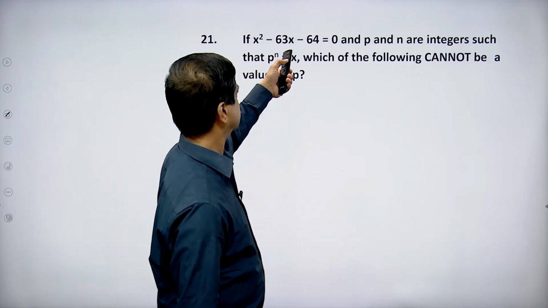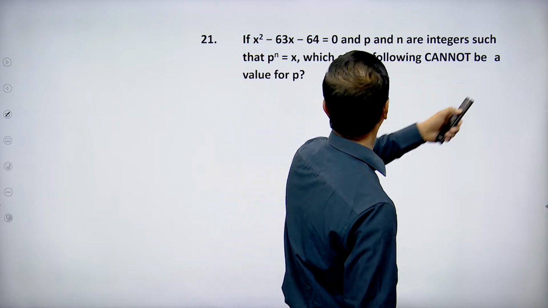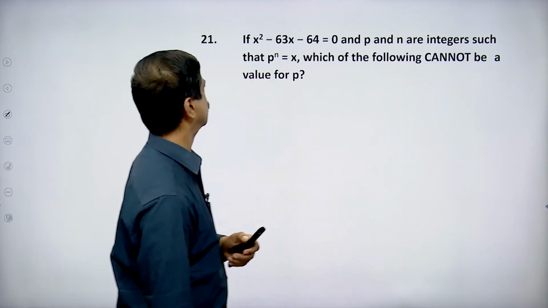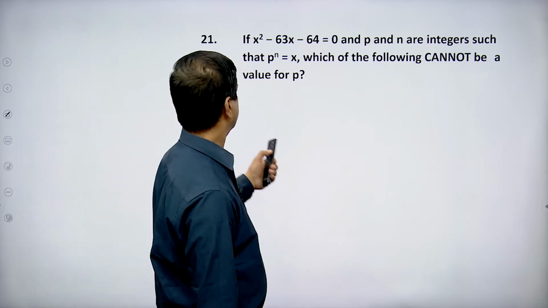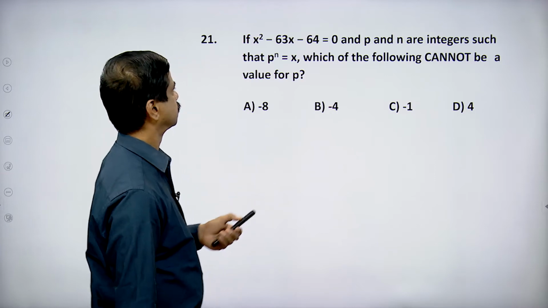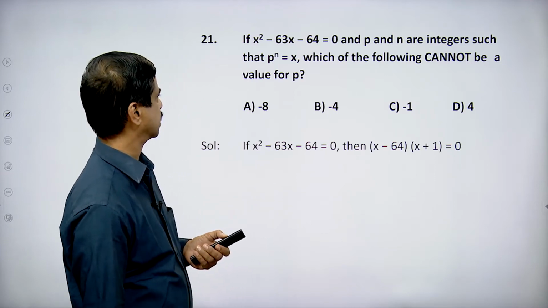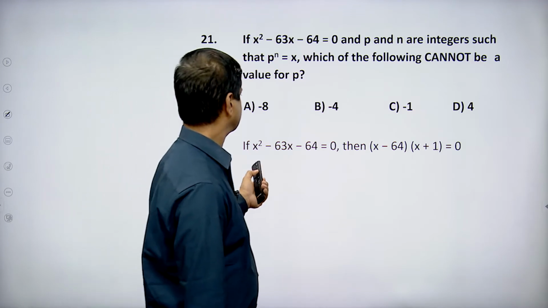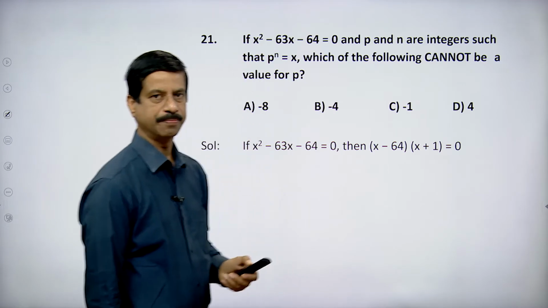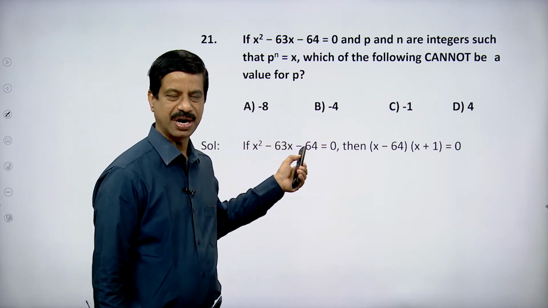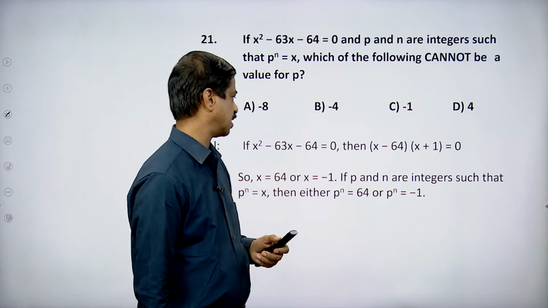X square minus 63x minus 64 equals 0, and p and n are integers such that p power n equal to x. Which of the following cannot be a value of p? P and n are integers, he says, p power n equal to x. If you take this, the factors are this. You know the methods of factorizing. So x equal to 64 and x equal to minus 1.